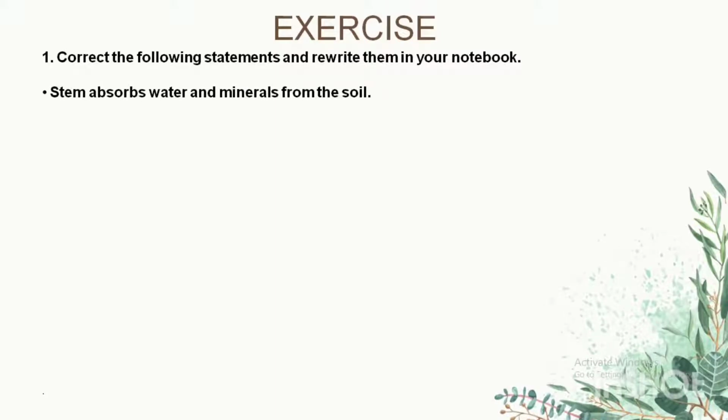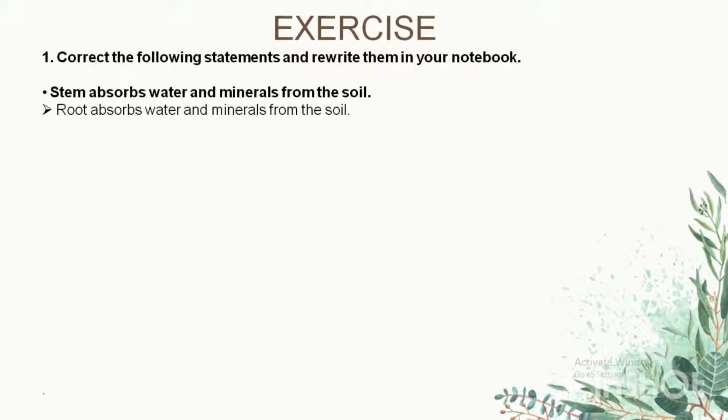Stem absorbs water and minerals from the soil. Is it correct? Exactly, it's not correct because this is the function of the root. As you know, root system is growing under the ground. So that's why from the soil the roots are absorbing water and minerals. Okay, so over here stem nahi aayega, root aayega. So answer you have to write like in a manner, rewrite it. Roots absorb water and minerals from the soil.